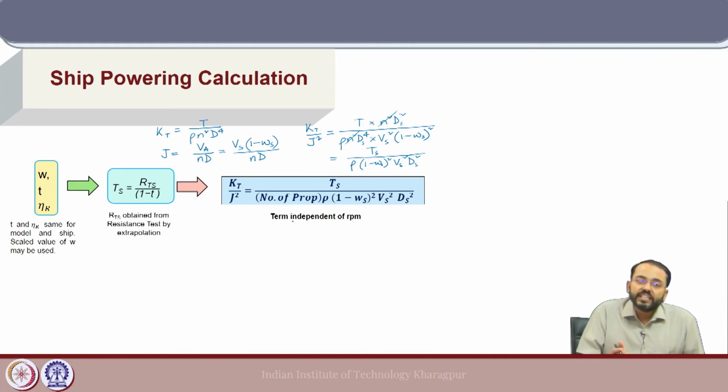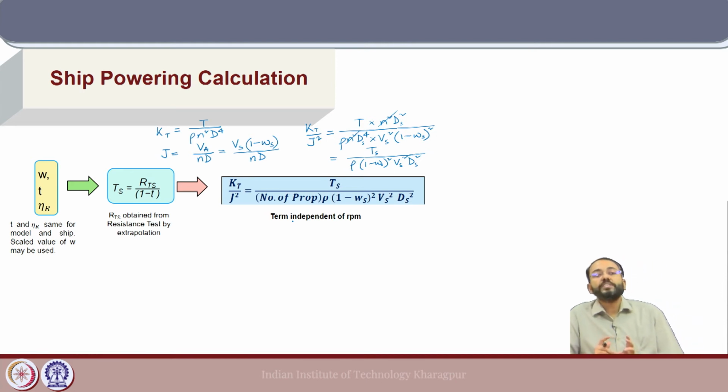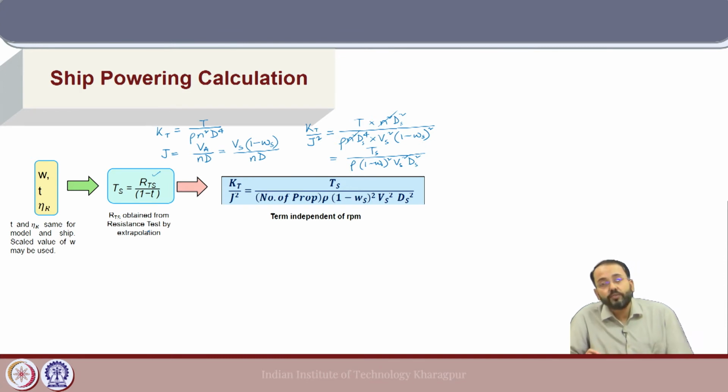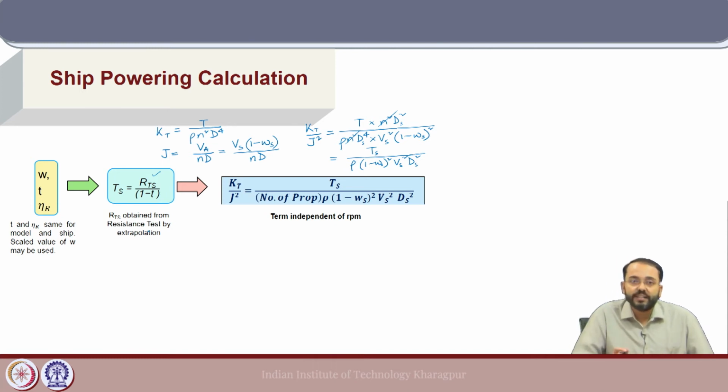Now, why are we using number of propellers here? Because the open water diagram is for one single propeller, and from RTS by 1 minus T we get the total thrust of the ship. Now, we have to convert that total thrust into thrust per propeller to enter the open water diagram for a propeller. Okay, that is why it is divided by, or multiplied by, the number of propellers. So, finally, we get a term which is independent of RPM, and we will see that RPM will be an output from this calculation. So, we are using this kT by J square term here.